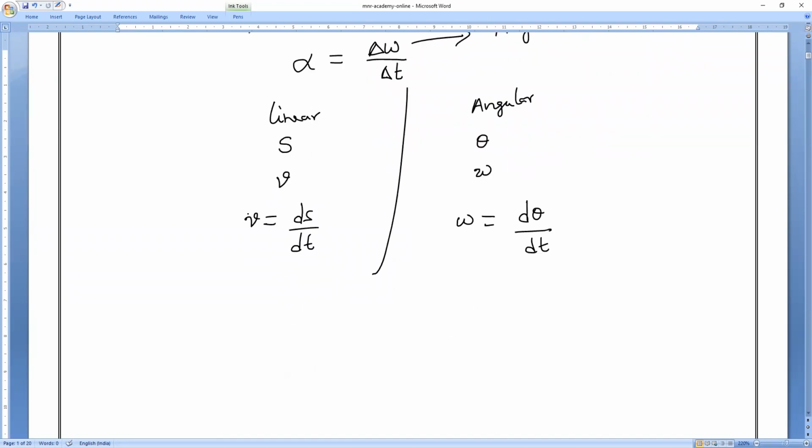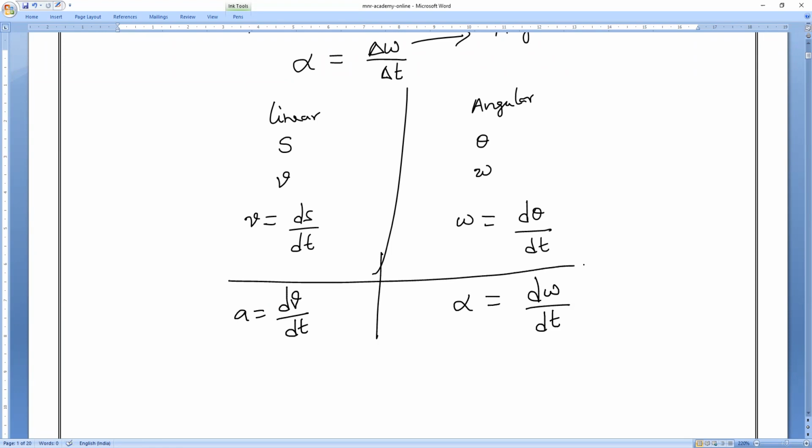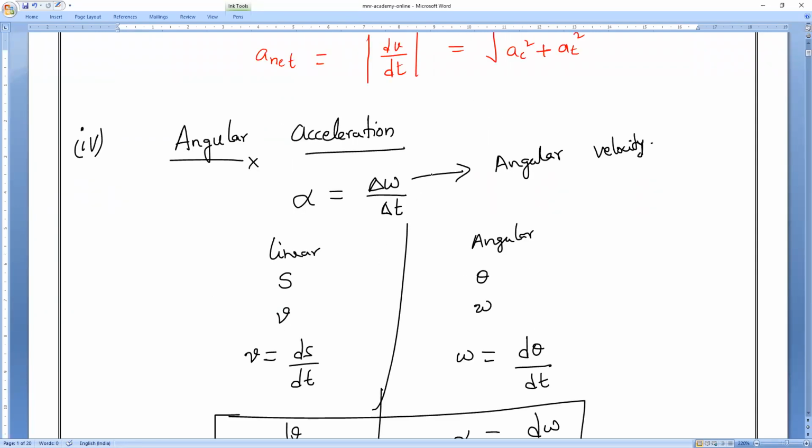Now, next, rate of change of velocity, what do we call it? Acceleration, so dv by dt. Same way here, if you want to find angular acceleration, what will come? d omega by dt. That is the difference between linear and angular motion. Everybody clear with that? So what is the alpha formula? Angular acceleration alpha is equal to delta omega divided by delta t. Clear? Yes.